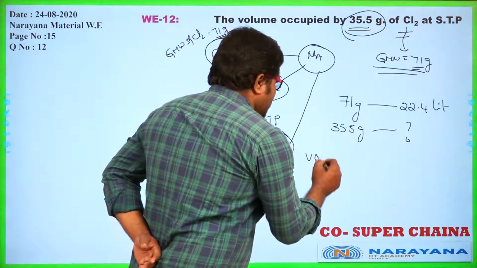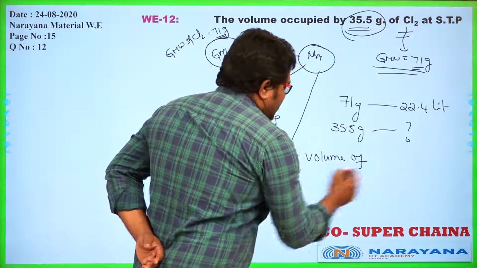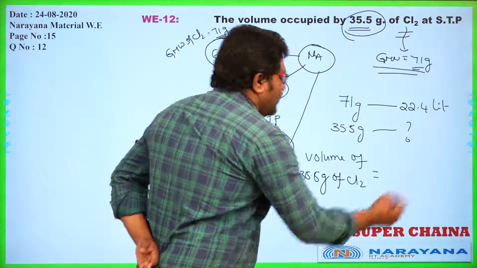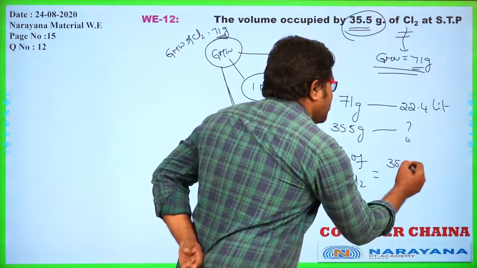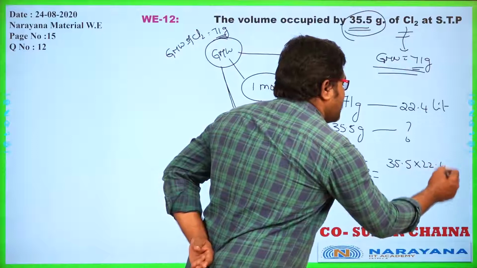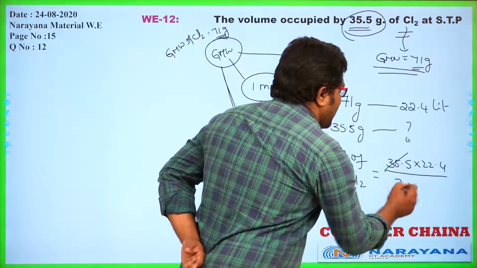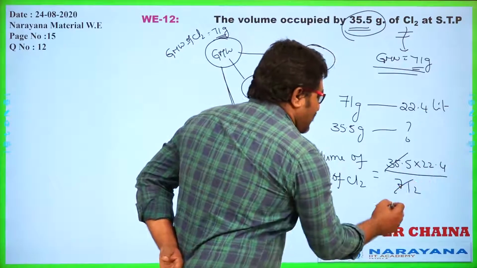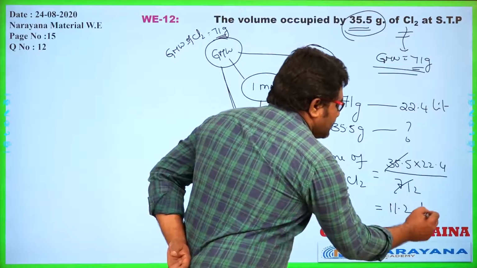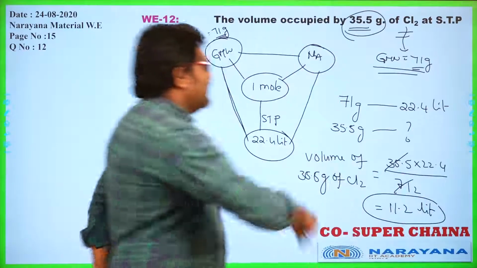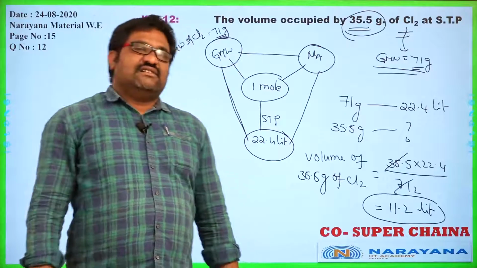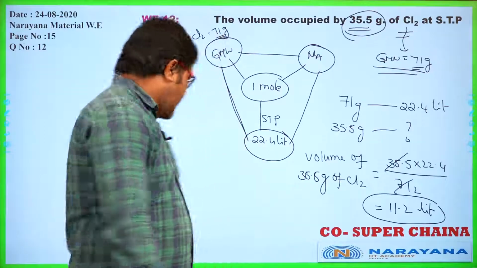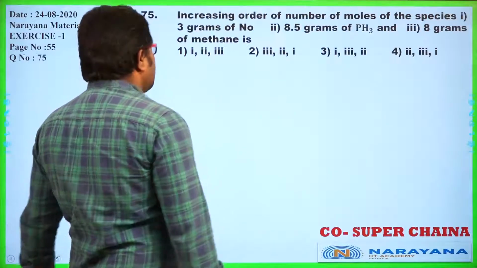So the volume of 35.5 grams of Cl2 is equal to 35.5 into 22.4 divided by 71. Obviously it cancels 2 times, and 22.4 by 2 is equal to 11.2 liters. Yes, that is the answer. Is it clear? Yeah, very good. Let us go for the next question.